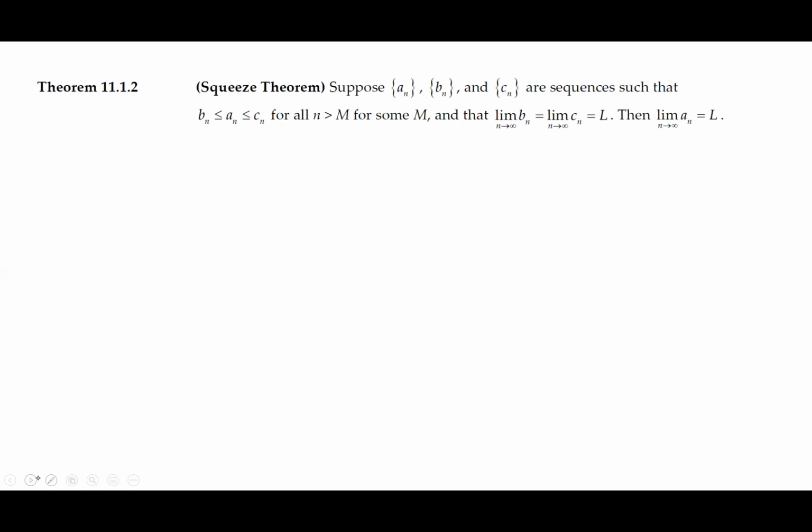And so we can have 3 sequences, a_n, b_n, and c_n. And notice that a_n lives between b_n and c_n, at least eventually. If b_n and c_n have the same limit, then a_n needs to have that limit as well. In fact, it must, because here's the situation.